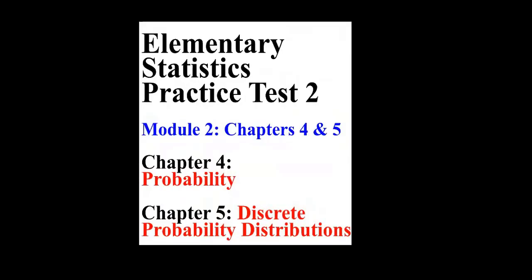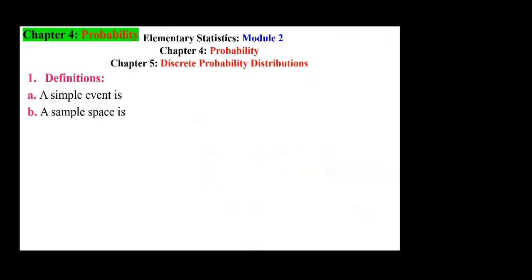Elementary Statistics, practice test number 2, covering module 2, chapters 4 and 5. Chapter 4, probability. Chapter 5, discrete probability distributions. We look at a few definitions: a simple event and a sample space.